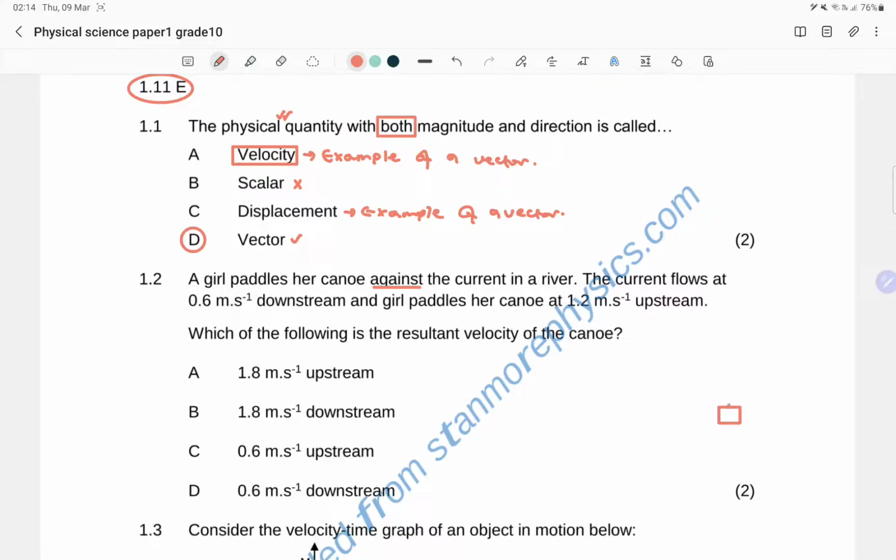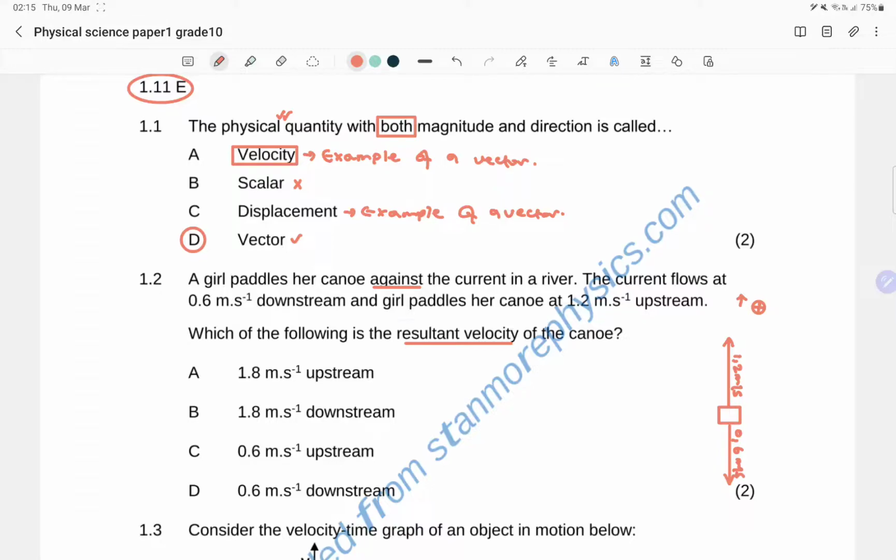So we've got the girl paddling at 1.2 meters per second upstream, whereas the stream is doing its thing like that. So this one is going to be 0.6 meters per second downstream. It says now, which of the following is the resultant velocity? We can choose upstream as positive. Here choosing a direction is advisable, so that downstream is negative.